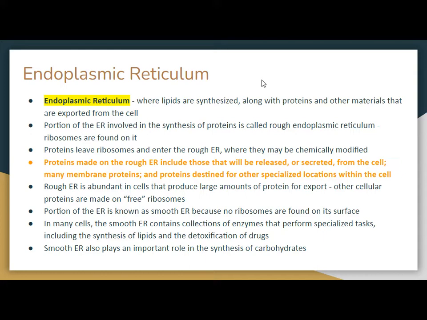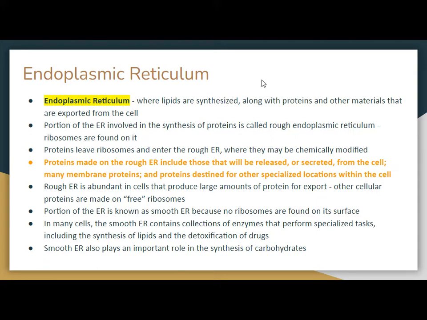And one of the things that the smooth ER does is it also creates our lipids. And it really helps in the detoxification of some different drugs that we tend to put into our bodies, good and bad drugs. But this is where that detoxification happens. And it also plays a role in the creation of carbohydrates. So you're going to make two cards here. You're going to make a smooth ER card and you're going to make a rough ER card.